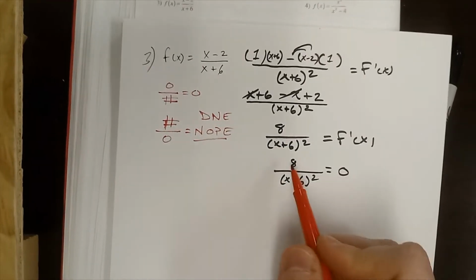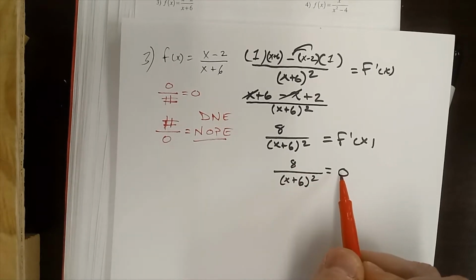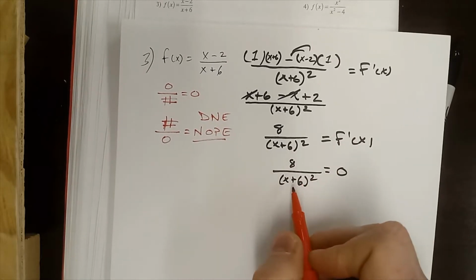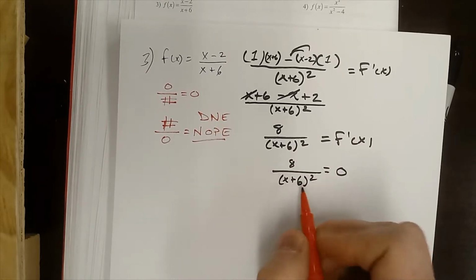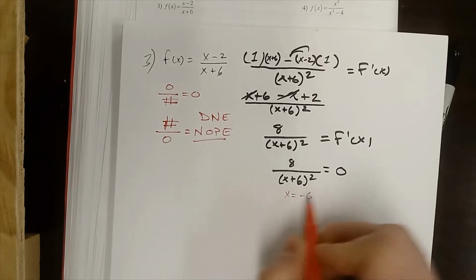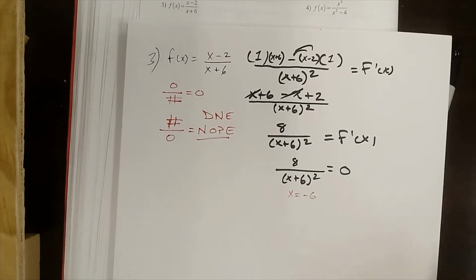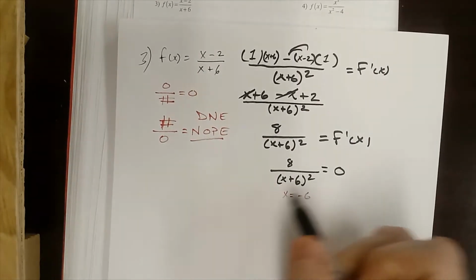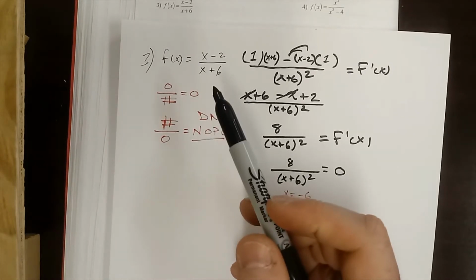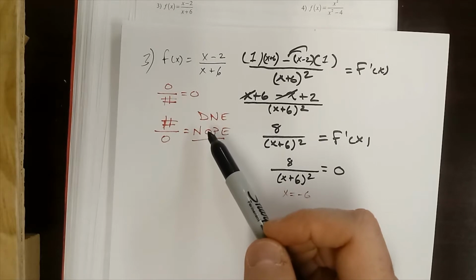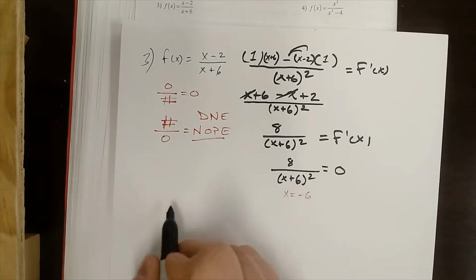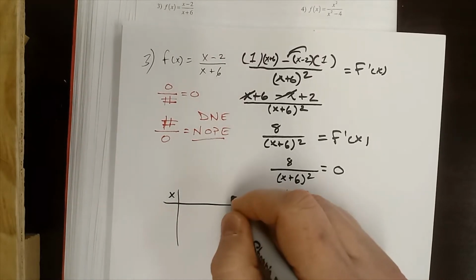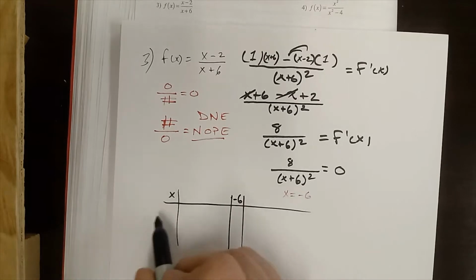So because of that, the top here, does 8 ever equal 0? No. That means that there are no zeros of this, but there is a place where it's undefined, and that is when x equals negative 6. So x equals negative 6 is going to be our critical number, or critical point, or critical value. Because remember, critical numbers come from when the derivative is either 0 or undefined. So if I set up my sign chart, the only critical number I have is negative 6.